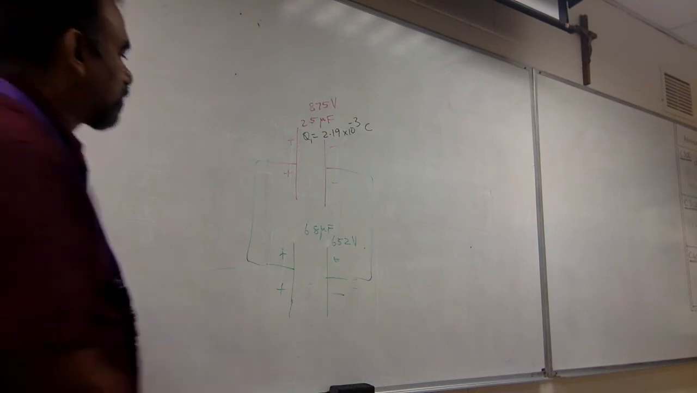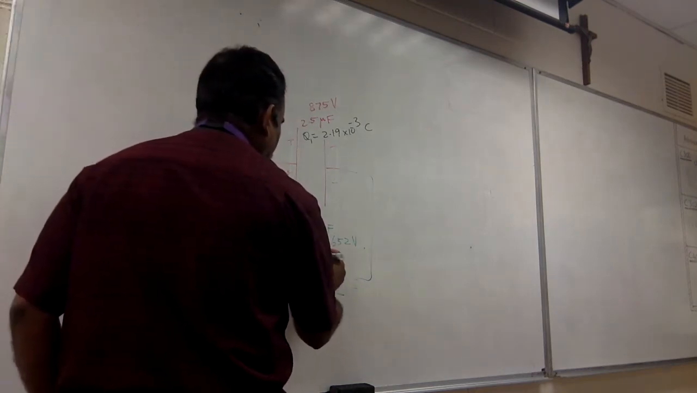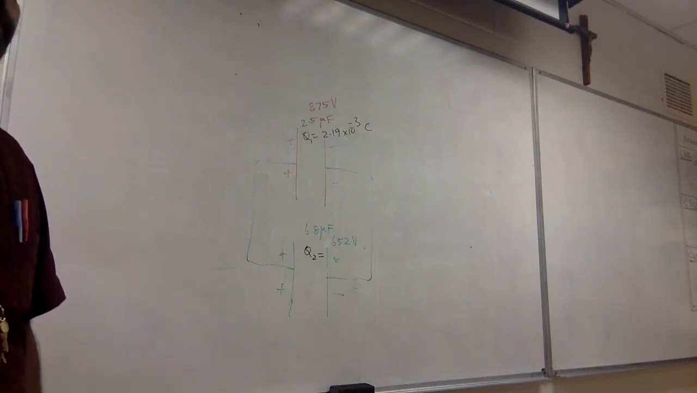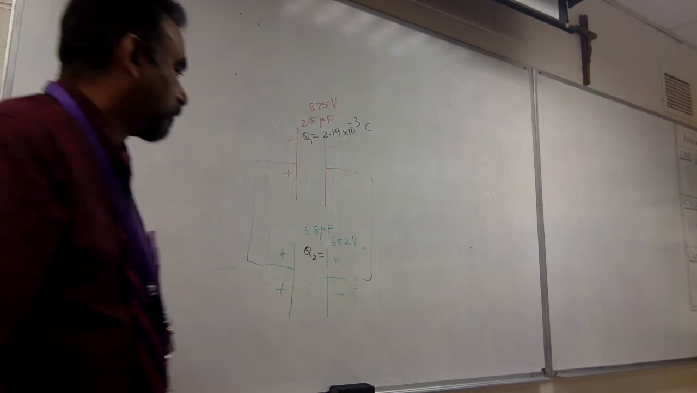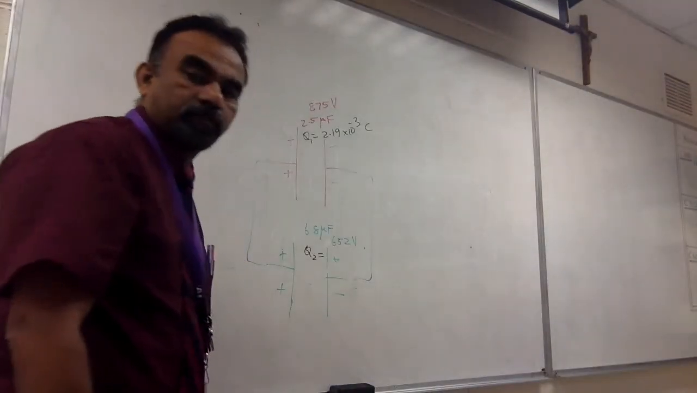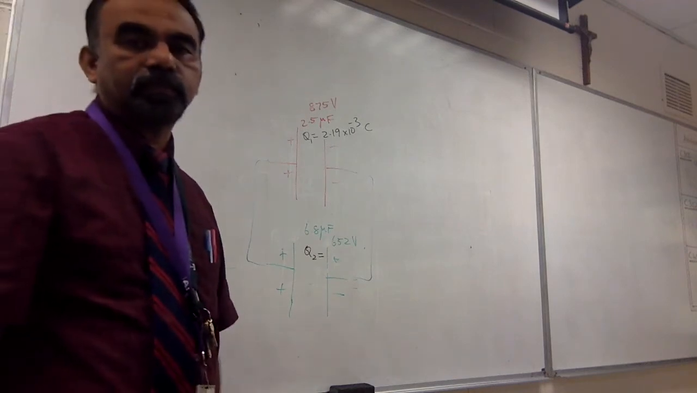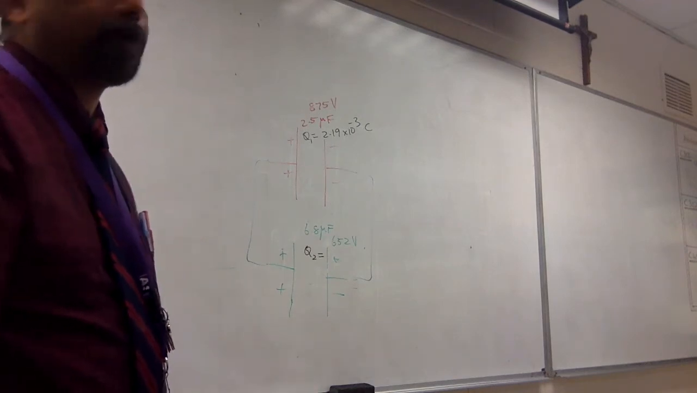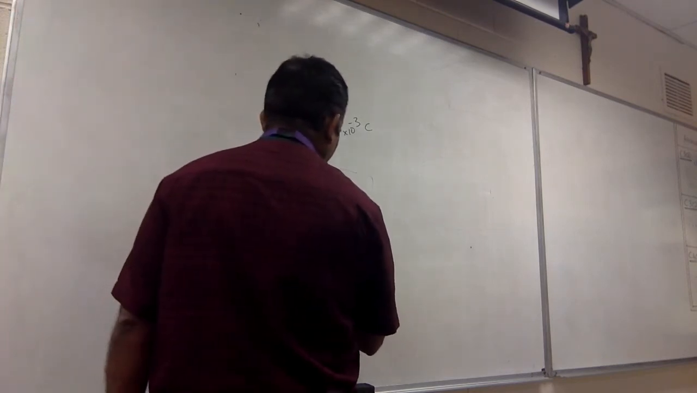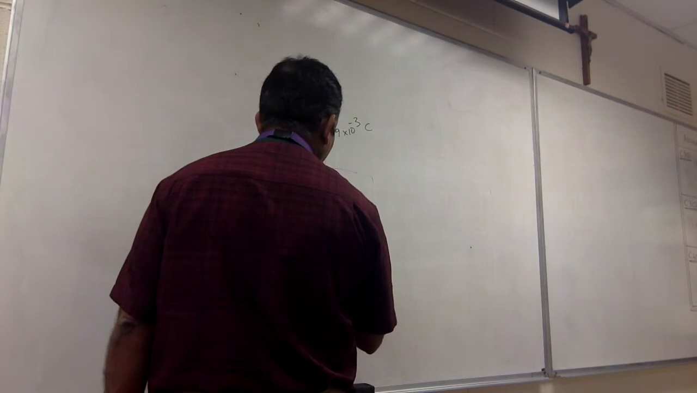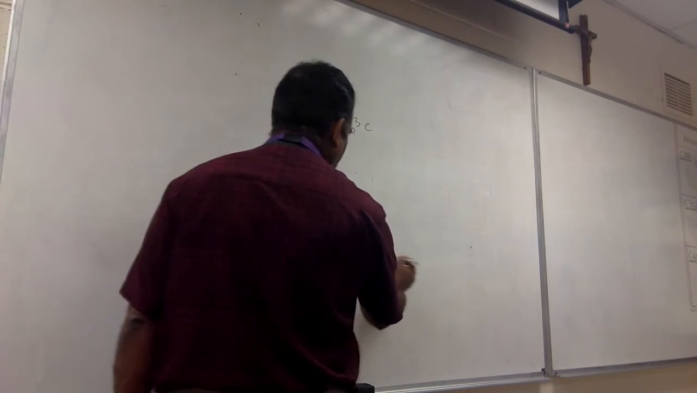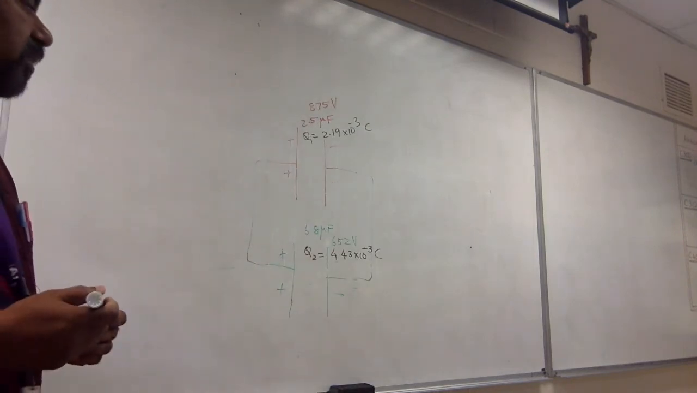That's right. Now what's the charge sitting on this one? Q2. What's the charge on the second capacitor? 4.43 times 10 to the power of negative 3 coulombs. That's the charge sitting on this.